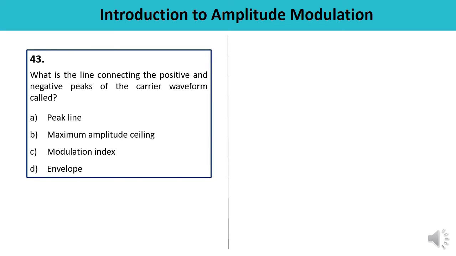Next question. What is the line connecting the positive and negative peaks of the carrier waveform? What is the line? What is it known as? Whether it is peak line, maximum amplitude ceiling, modulation index or envelope. So the line which connects positive and negative peaks of carrier waveform is known as the envelope. So the correct answer is D.